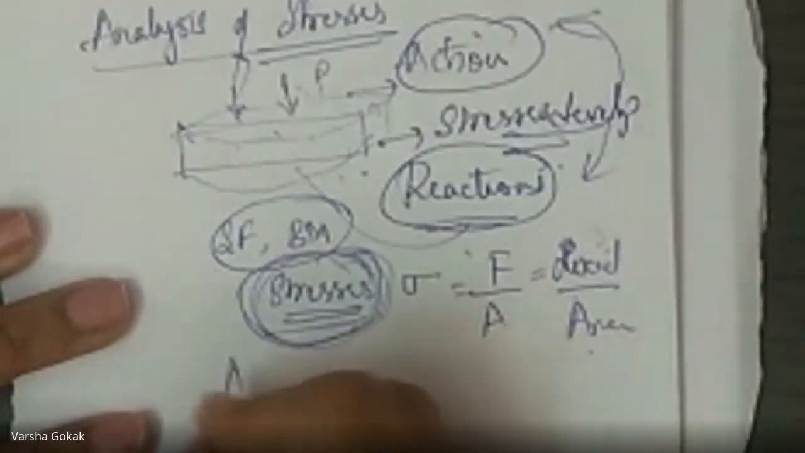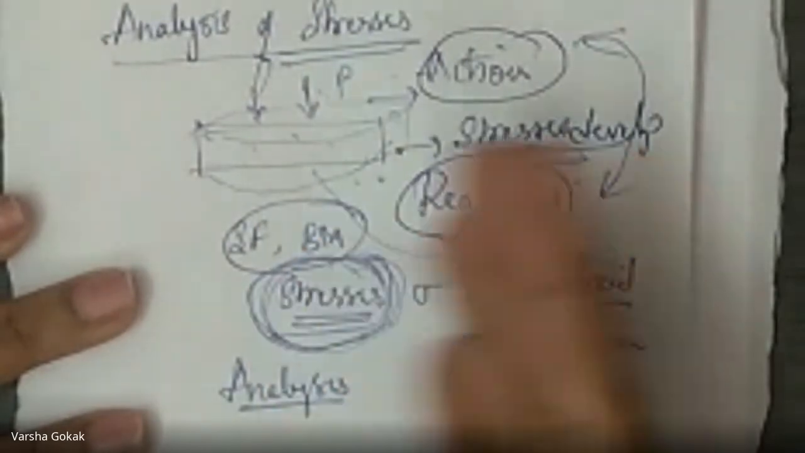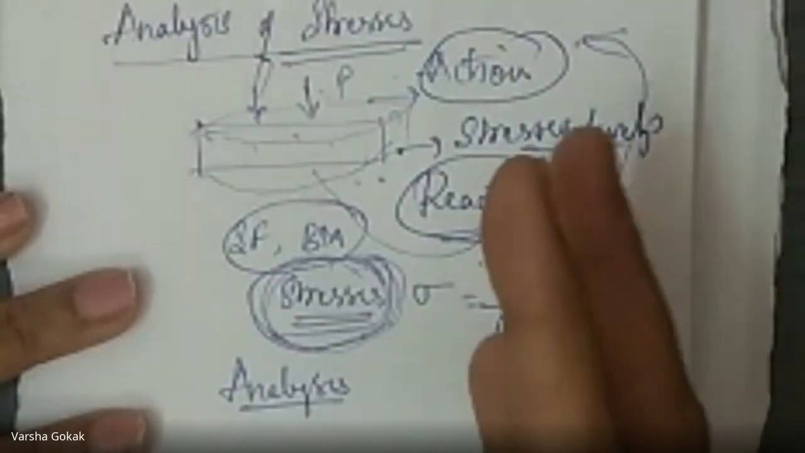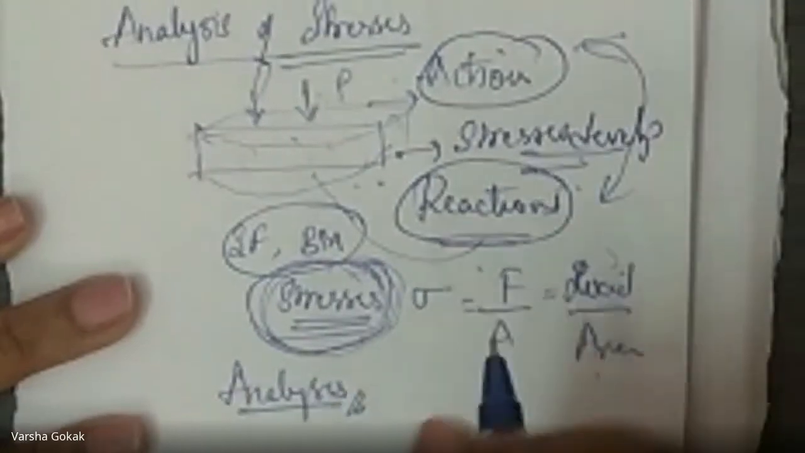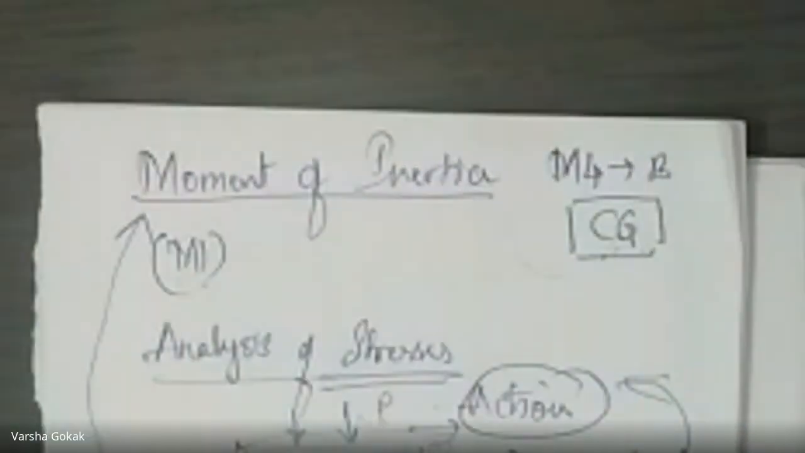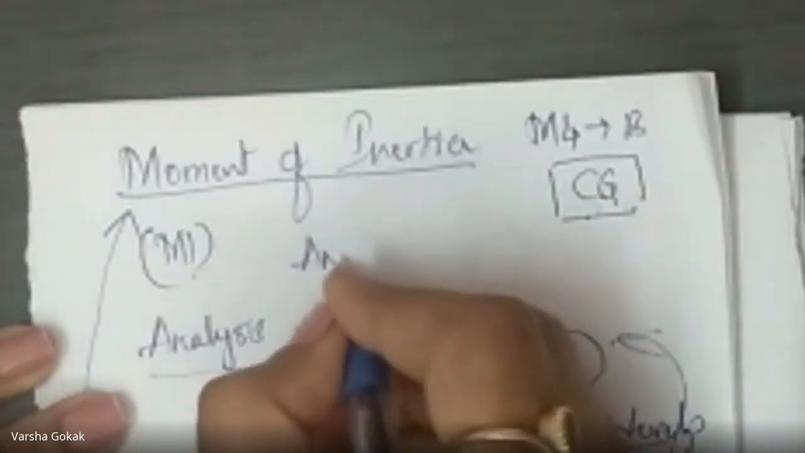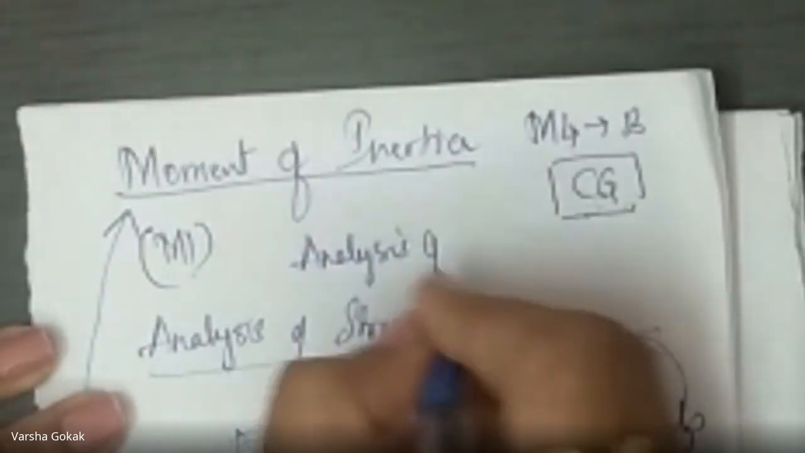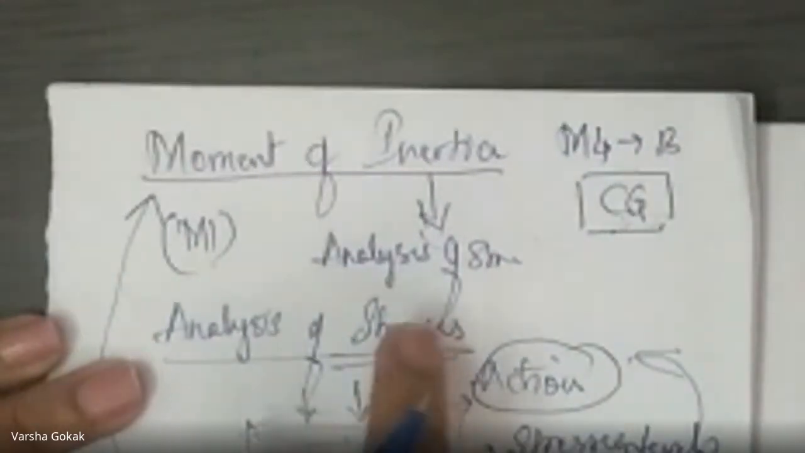So there is something called analysis of stresses. I have to analyze what kind of stress, how much is the permissible allowed stress, how much is the maximum stress that can be permitted, right? So when we are doing this analysis of stress, that time moment of inertia comes into the picture. Moment of inertia is specially used for analysis of stresses. Clear? So here is where we are going to make use of moment of inertia.